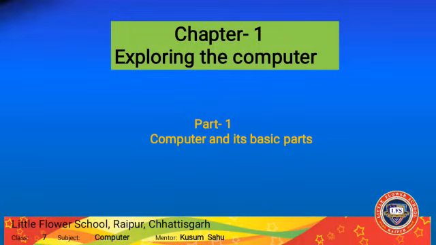Hello students. Today we will start our first chapter, that is exploring the computer. In it we will learn about computer and its basic parts. So first of all, come to know about computer.